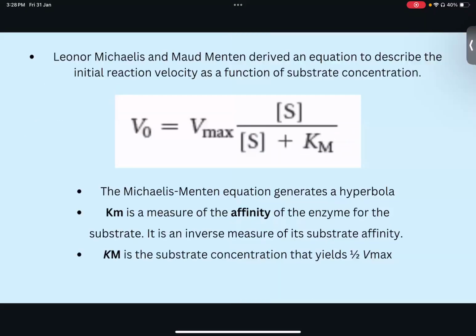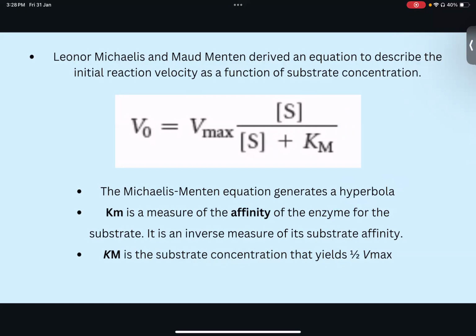Okay, Michaelis and Menten, these are the two scientists who derived an equation to describe the initial reaction velocity as a function of substrate concentration. You don't need to remember this equation, I'm just putting it for your info. The Michaelis-Menten equation generates a hyperbola graph. I'll show it to you in the next slide.